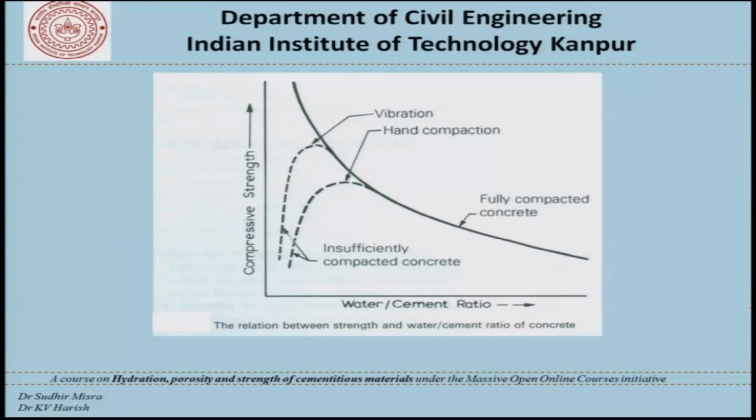A few comments on this general statement that as the water cement ratio increases, the strength goes down. This general understanding is true for fully compacted concrete, and for insufficiently compacted concrete with hand compaction and vibration and so on, the relationship does not really hold, number one. Another thing we must understand is that at the end of the whole discussion, this point here is not the origin, in the sense that we are not talking in terms of 0, 0 here.